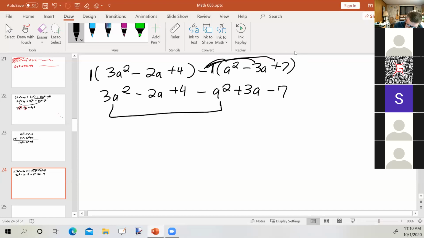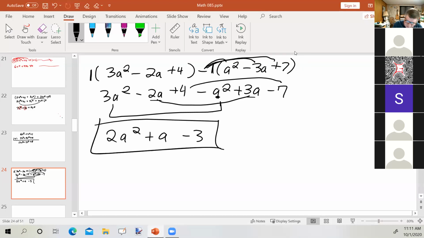We're going to combine like terms. Those go together, and those go together. 3a squared minus a squared. It looks like a 9, but it's really an a. 3a squared minus a squared is 2a squared. Minus 2a plus 3a is plus 1a, and plus 4 minus 7 is minus 3. So there is the resulting difference of those two trinomials. So with subtraction, you've got to distribute that subtraction, and it ends up changing the sign of everything inside the group.